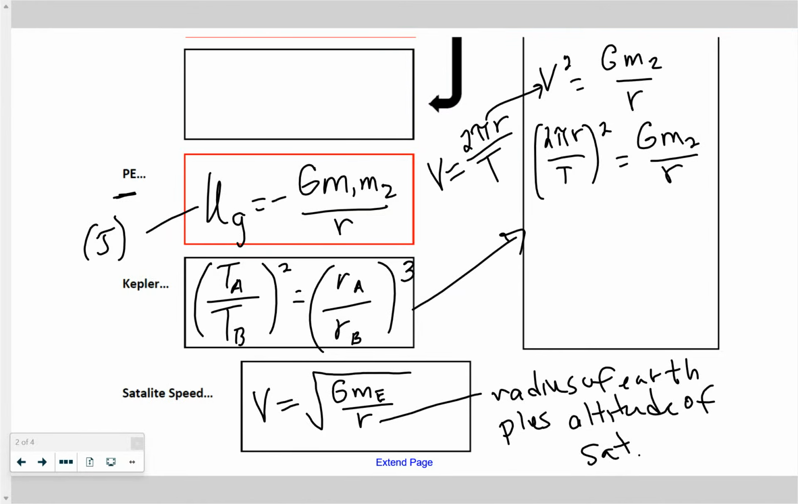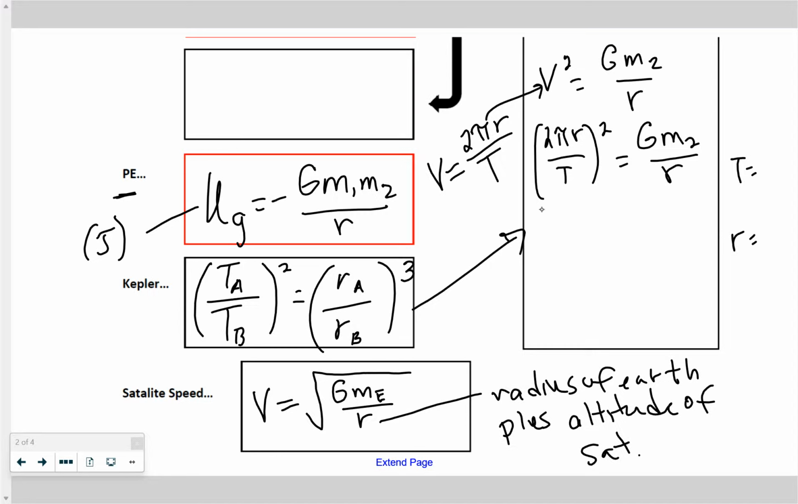So they might say, what's the period of a satellite around the Earth? That's so much distance from the Earth, or so much distance above the Earth's surface. Or another thing that they sometimes will ask is, what's the radius? I'm going to solve for both of these. I'm going to solve for period, and I'm going to solve for radius, and we'll have two new equations.